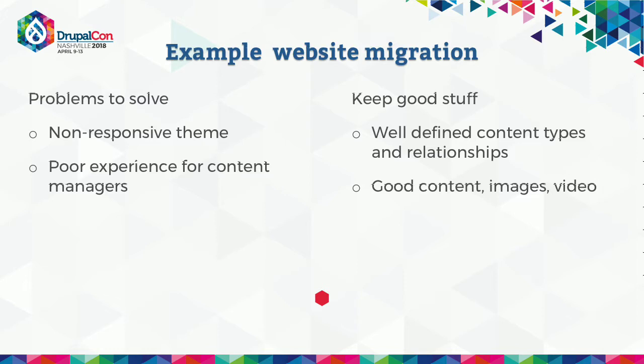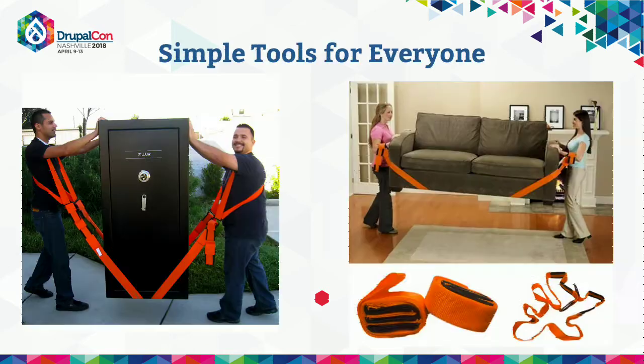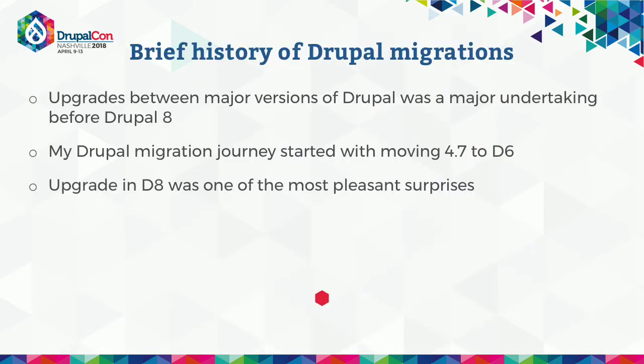We're going to be using the example of a website for a research center. It had a lot of good content, and we were addressing two major things. One, they had a non-responsive theme, and two, they had a poor experience for content managers. For them, preserving everything they had worked on over the last decade was very important. They had lots of images, lots of videos, and so for us, content migration was a very big part of the contract. So we put together all kinds of our tools and started this Drupal 7 to Drupal 8 migration.